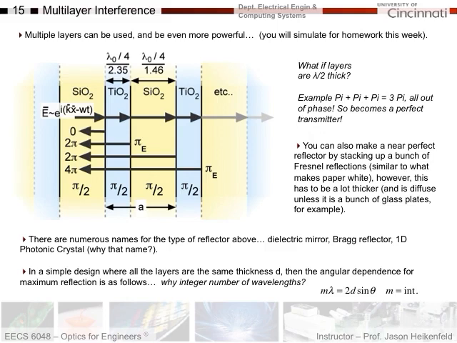Now, in a simple design where all the layers are the same thickness, you can calculate the angular dependence for the maximum reflection as follows. And notice, again, it's an integer number of wavelengths, because interfering at 180 degrees or 180 degrees plus 360 degrees is the exact same thing, right? So if you're at 0 degrees, 360, on and on, integer numbers of wavelengths are the same thing. So you can use this calculation to take into account the incidence angle for this type of system.